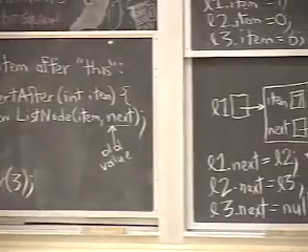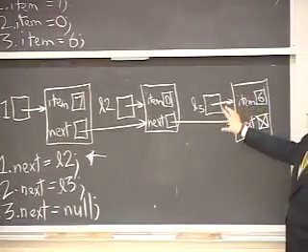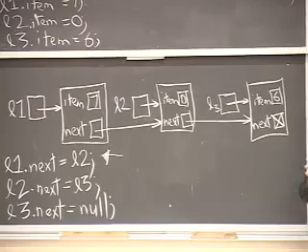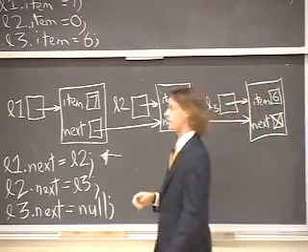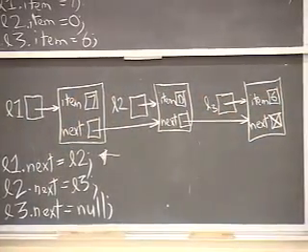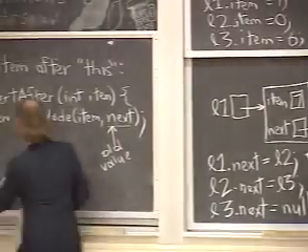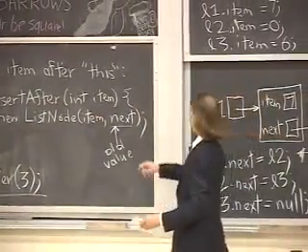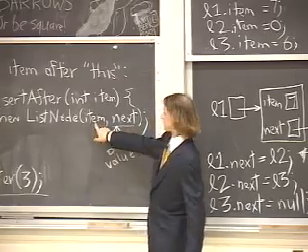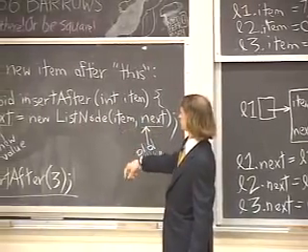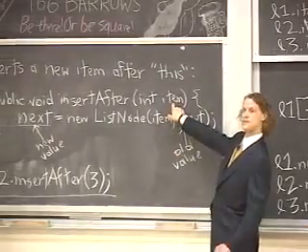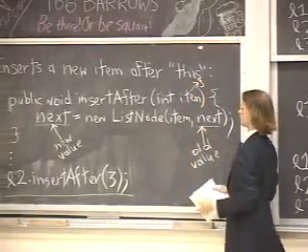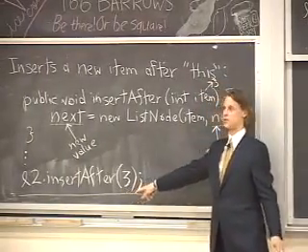Well, this node is not going to get lost, but let's go ahead and execute this and see what happens, and maybe that'll answer your question. So let's execute this line of code here, L2.insertAfter(3). What does it do? First of all, item is set to 3, because we're calling insertAfter with a parameter of 3.